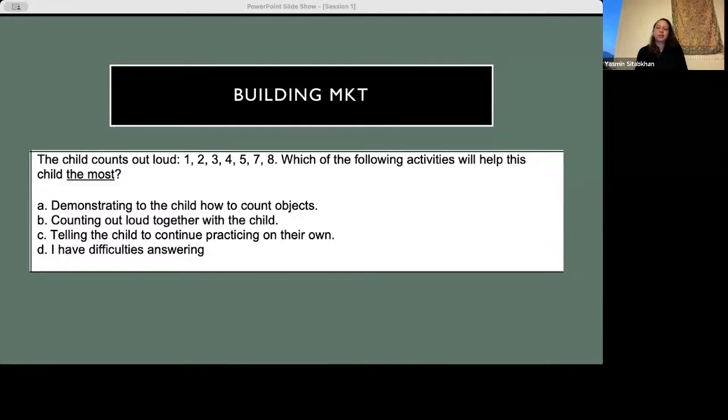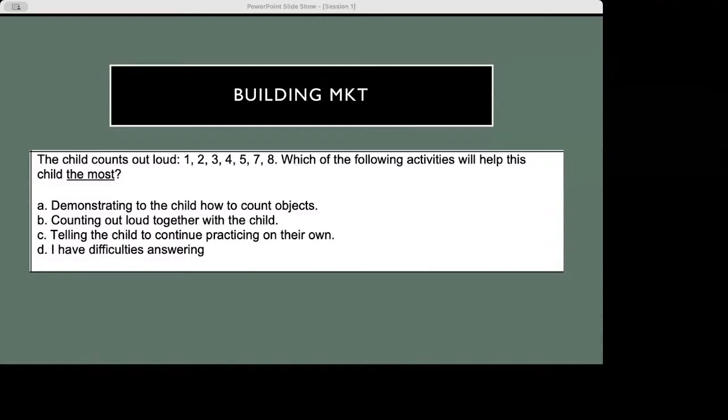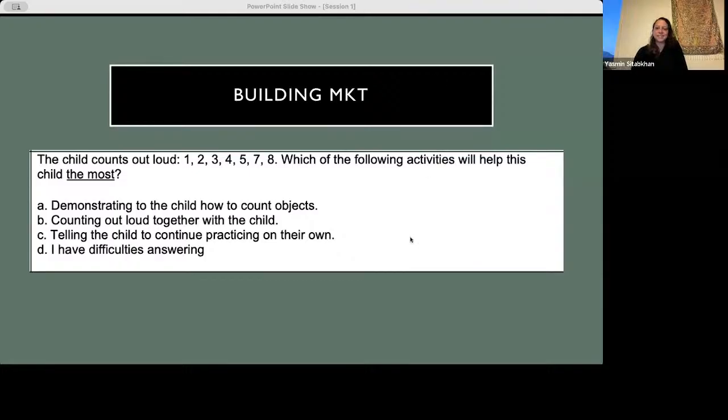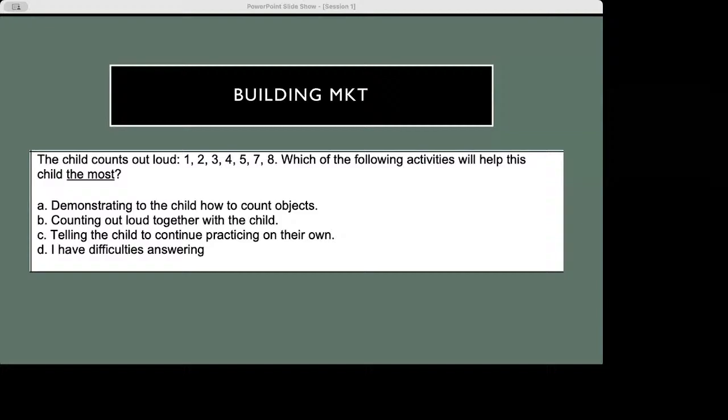Okay, does someone want to share their answer for B? Count out loud together with the child. Maybe I could give it a try. Thank you. I think from what I've observed, children learn more by imitating. So I didn't go with A because that's a little bit advanced. Like the child first needs to know the sequence, then they are able to assign numbers to objects.